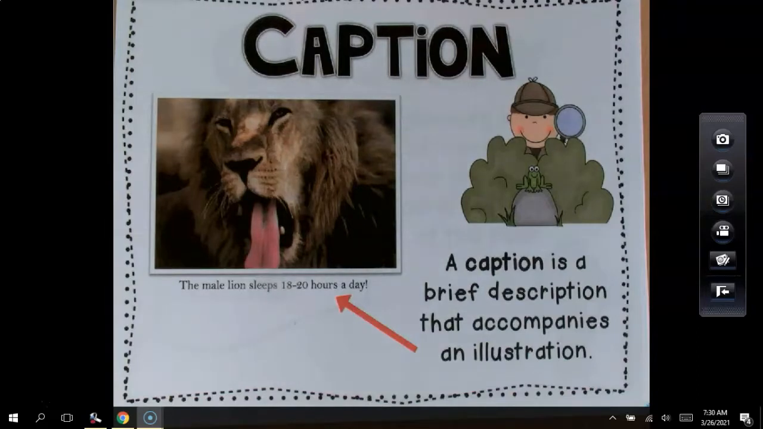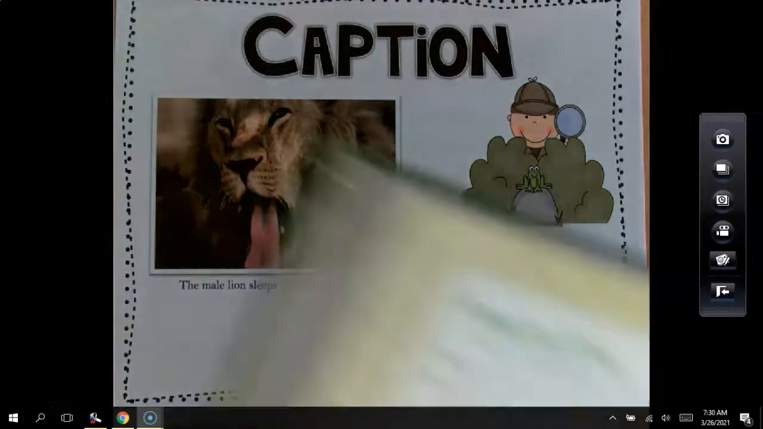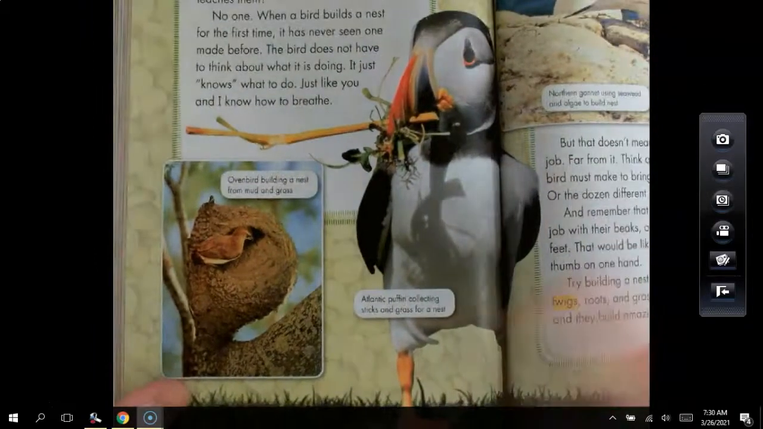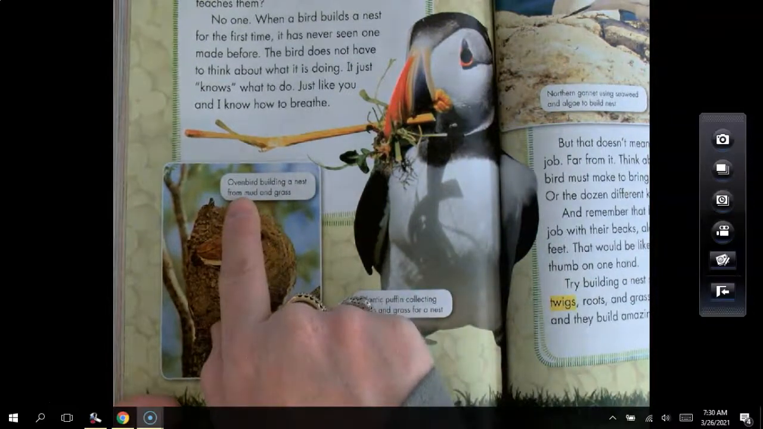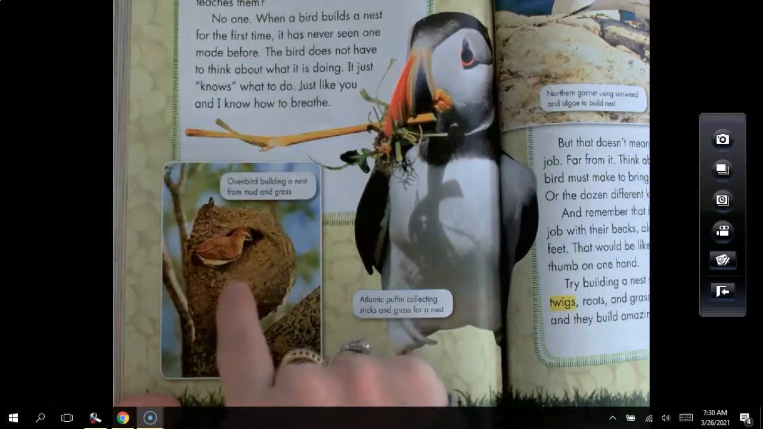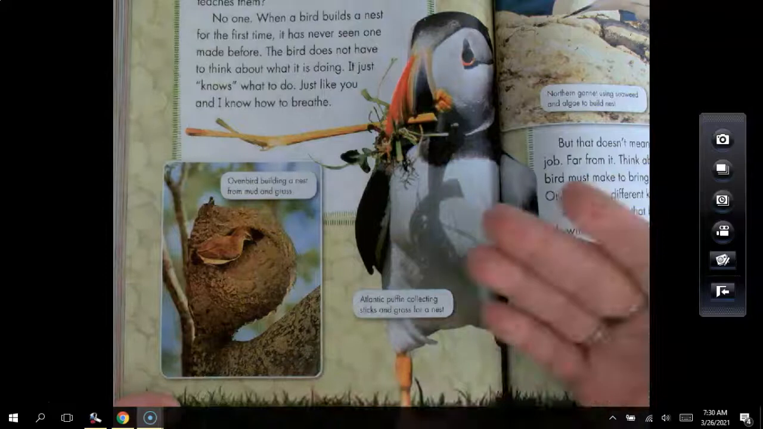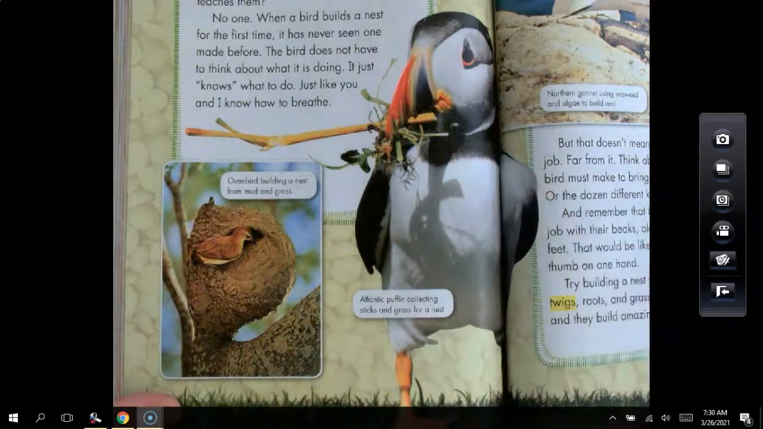Where else do you think you have seen captions and photographs or maps? Yeah, in your social studies book, boys and girls, we see all of this in our social studies book as well. If I look at Amazing Bird Nest, this was our story from a few weeks ago. Here would be my photograph, and right here would be my caption. This caption is a description that describes this photograph. It's telling me what's happening within that photograph. Okay?